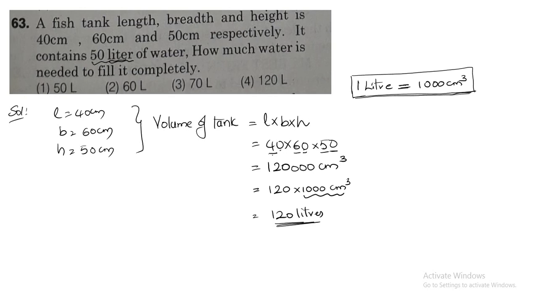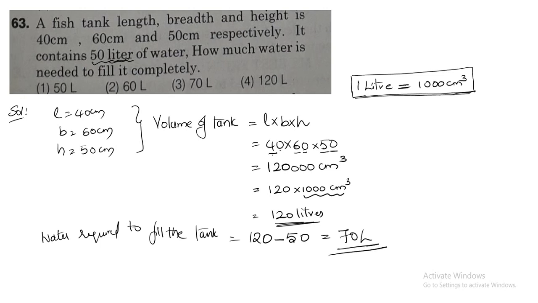Already in the tank how many liters of water is there? 50 liters. So to fill the tank I need to add how many liters of water then? Water required to fill the tank is equal to, so what should I do? This is total minus already how much is filled? 50 is filled. So 120 minus 50 is nothing but 70 liters. So I need 70 more liters of water to fill the tank.